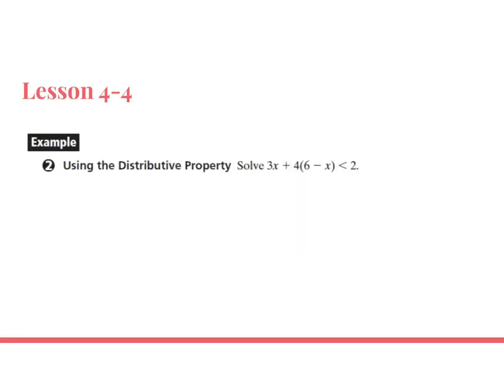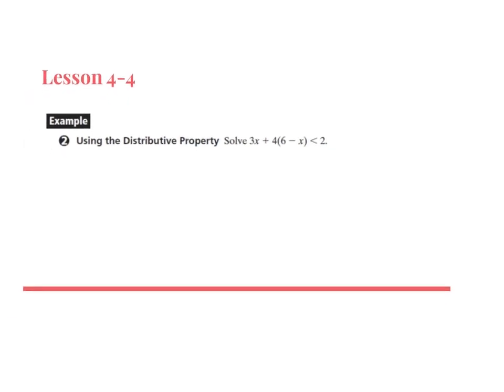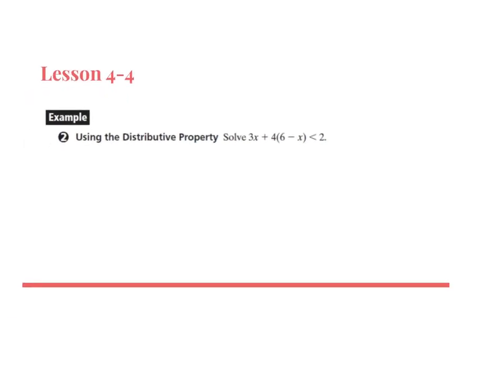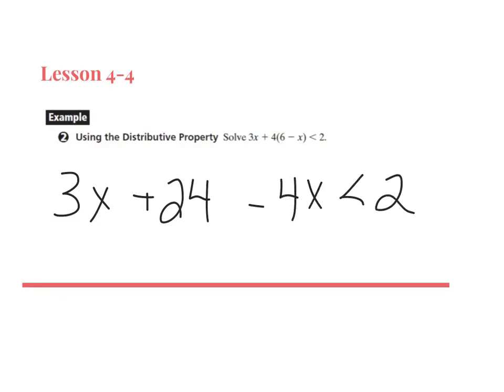In my next example here, using the distributive property, this is where most students will make mistakes with signs. So be very, very careful. As with any equation, if you have the distributive property, you want to distribute before you start to solve the equation, or in this case, the inequality. So I am distributing that 4 to both the 6, getting 24 there, and the minus x to get minus 4x.